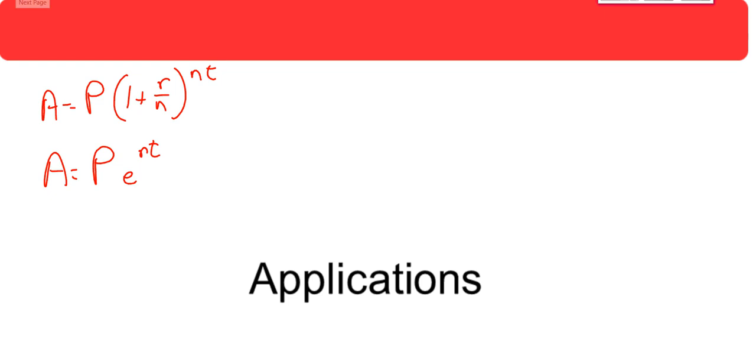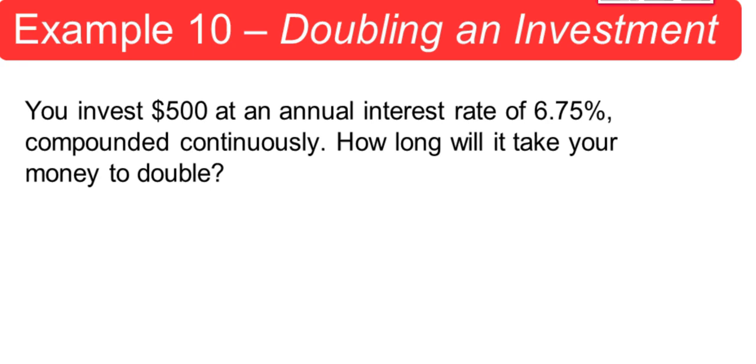Let's see what we have to use in this application problem. So you invest $500 at an annual interest rate of 6.75%, compounded continuously. How long will it take for your money to double? And you're going to be asked about doubling or tripling or things like that. And so first, let's just notice we're compounding continuously.